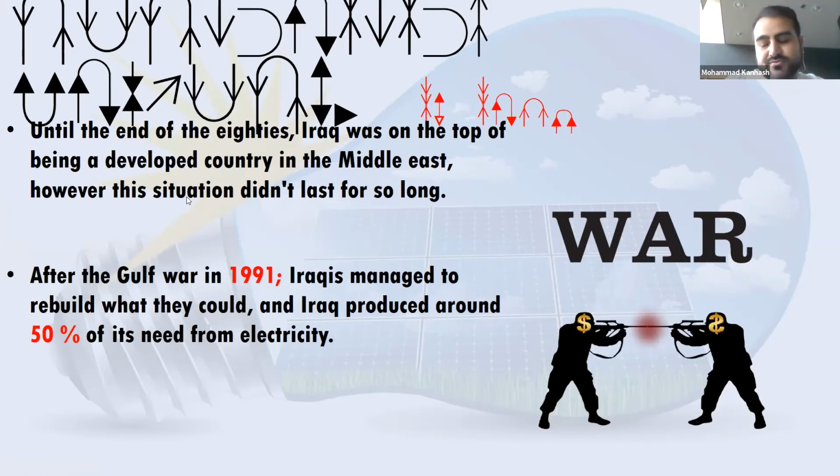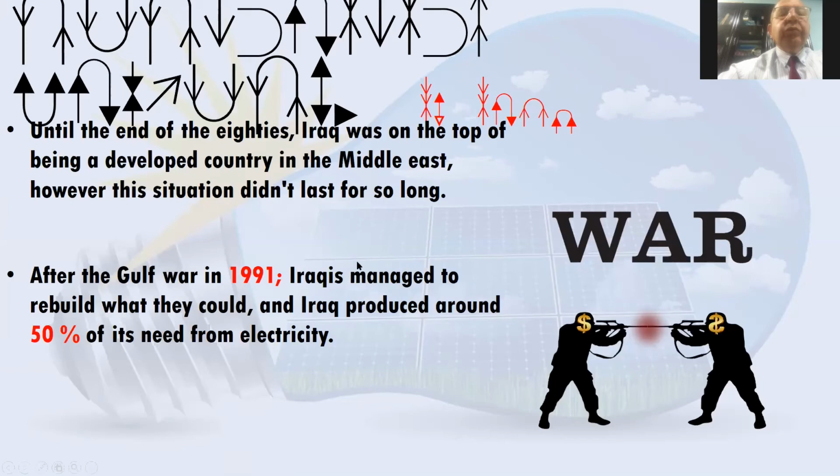And we had electricity, but not that good. They said it's about 50% of what Iraq actually needs. Next slide, please. Thank you.